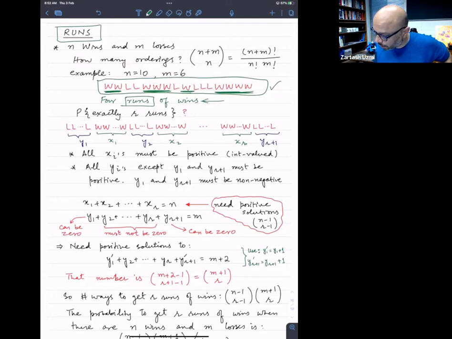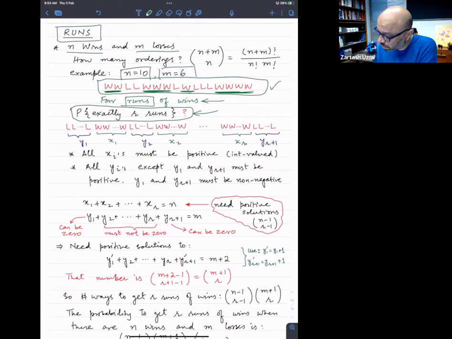So I am interested in finding the probability of exactly R runs of wins. What is the probability of that? See, if you play many matches, let's say n is 10 and m is 6, which means n wins and m losses. I can arrange them in any way. How many ways can you arrange that?